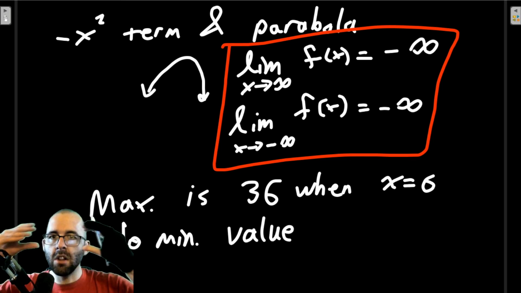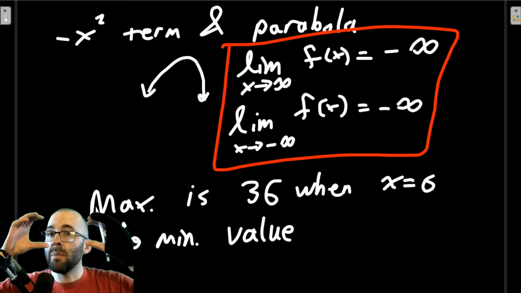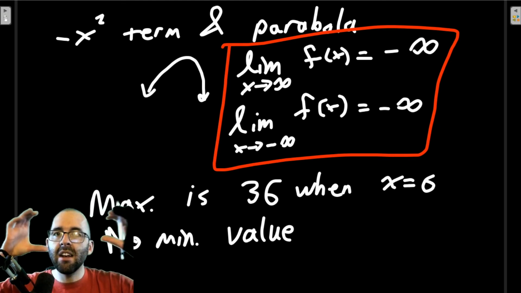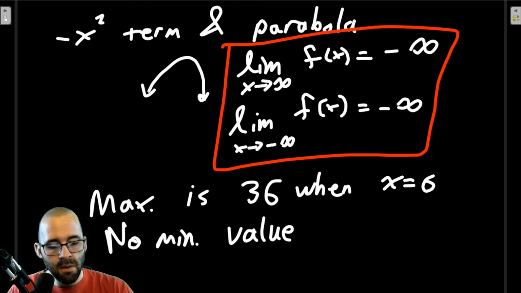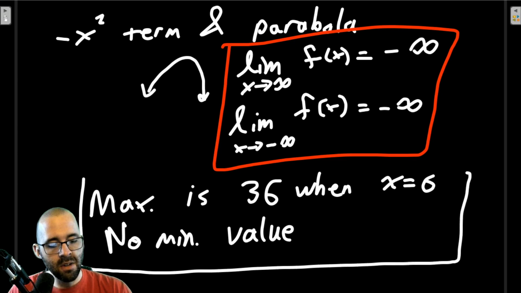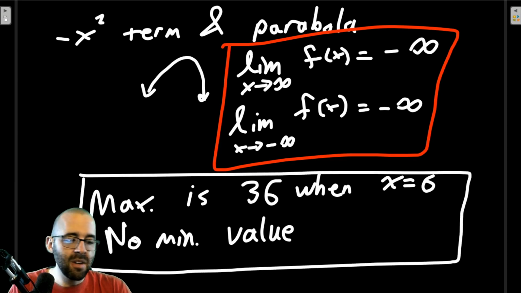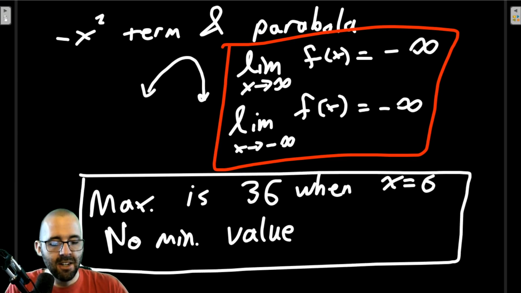Now, if the domain was a closed interval, then we would have a minimum value at whichever side of the interval got smaller. But here, our domain is all real numbers, and it's shooting off to negative infinity, so there is no minimum value. We can always get smaller.